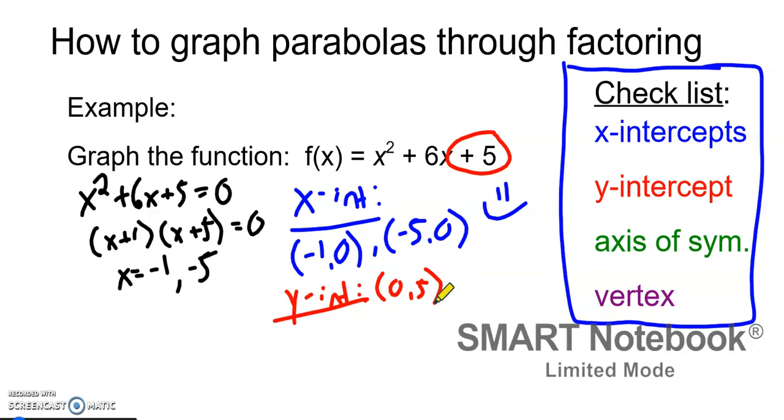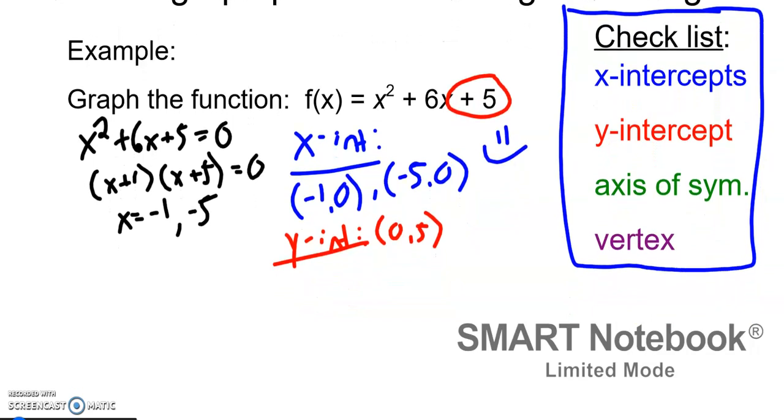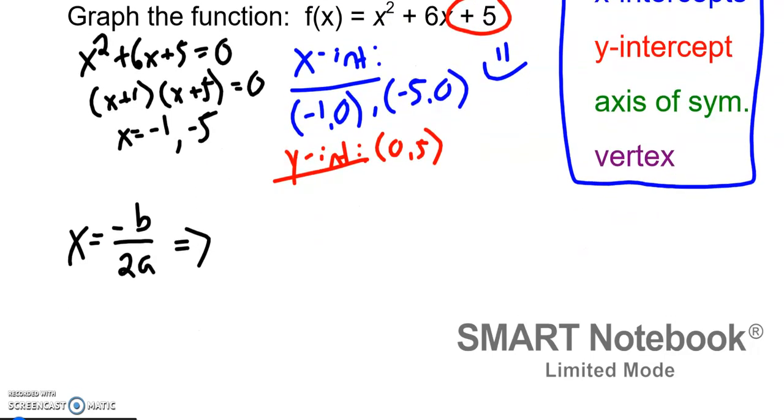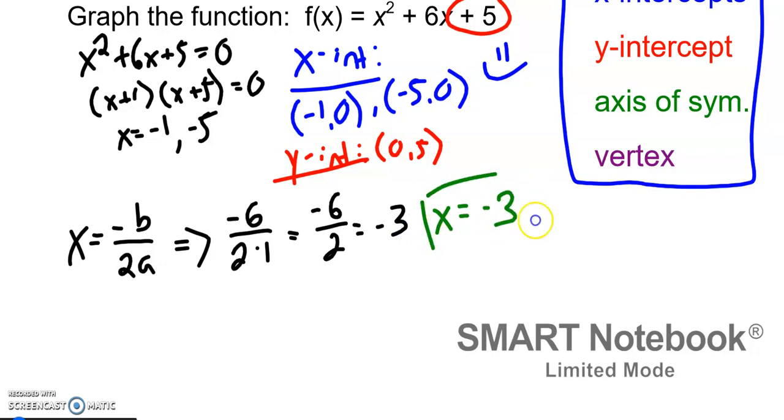To find the axis of symmetry, we have 2 different ways to go about it. So what we can use is what we've talked about before. We have this handy-dandy formula, x is equal to -b over 2a, and we can definitely use that. Let's plug in our values. Well, our b is 6, so it's going to be -6 over 2 times 1. We get -6 over 2 is equal to -3. So we know that our axis of symmetry is going to be x is equal to -3.